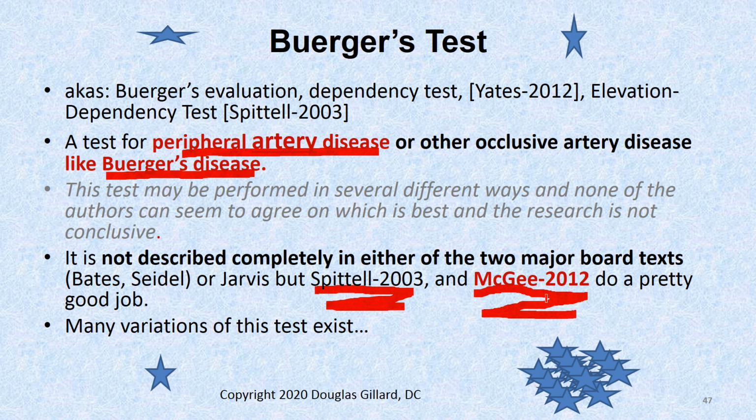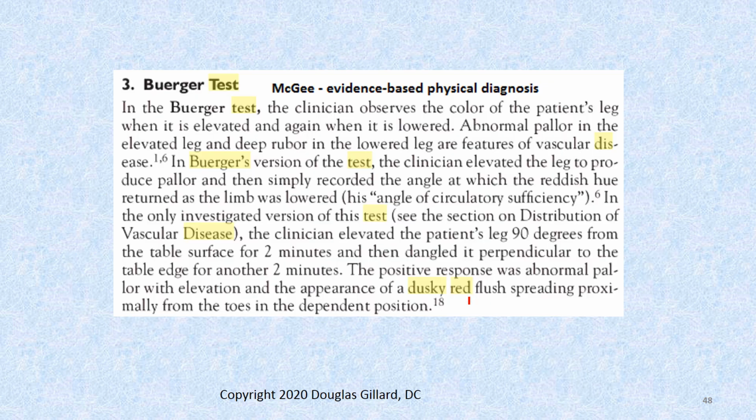And then Magee's a really good book. I recommend that should be a Board of Chiropractic Examiners book. They do a good job of explaining it. In fact, this is from the evidence-based Magee book. Look at how I really like this guy. It's referenced where this stuff comes from.